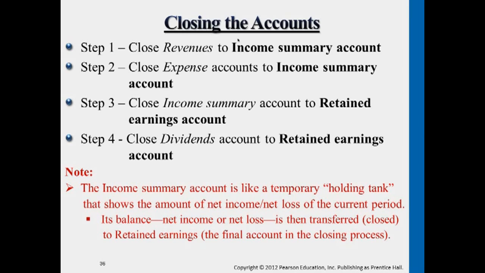Income summary is just an account temporarily holding all this information for the purpose of closing out revenue, closing out expenses, and closing out dividends. At the end, everything falls into the retained earnings account, and this disappears. This is being zeroed out, this is being zeroed out, this is also being zeroed out. Everything goes into retained earnings.